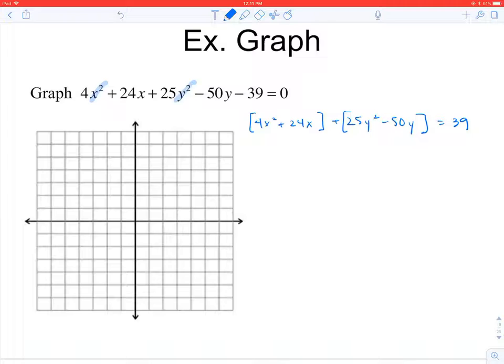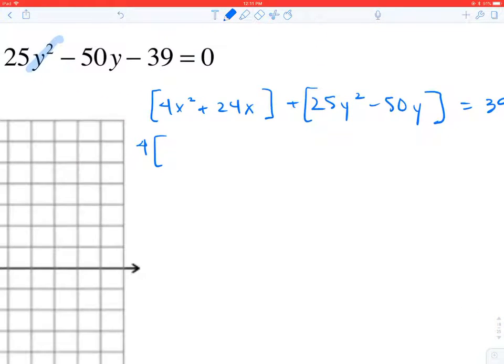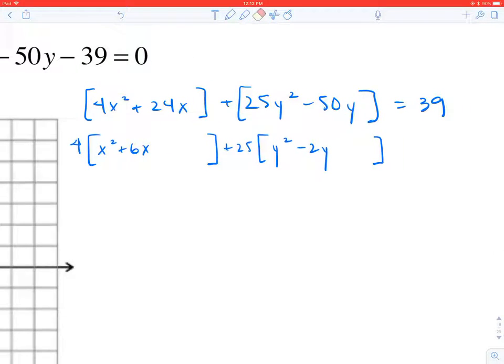And before we complete the square for the x terms and the y terms, we have to factor out the leading coefficient of each grouping. So I can factor out the 4 here. I'm going to leave a little space for completing the square, and then I'll factor out 25 from the y terms. And also leave some space, maybe a little more space. I'll have equals 39.